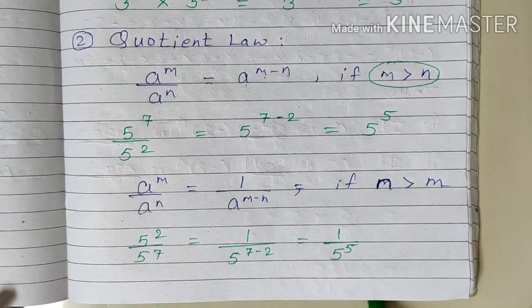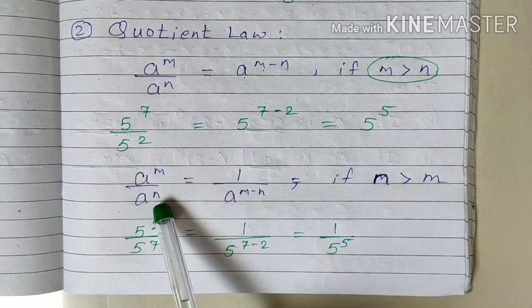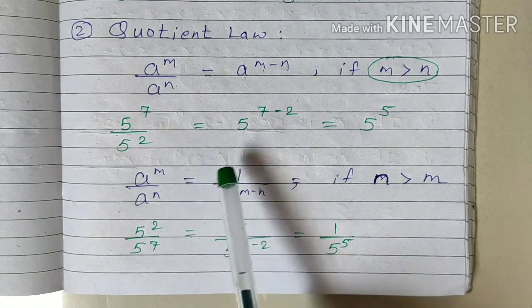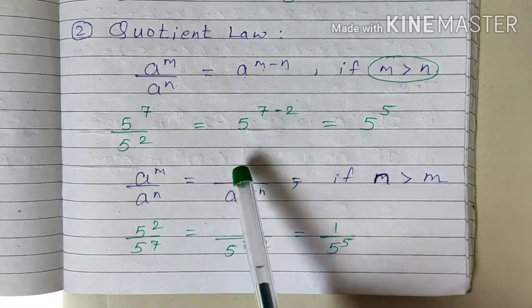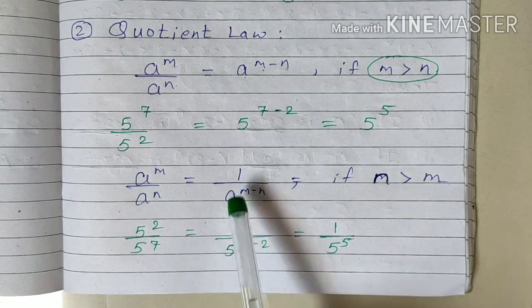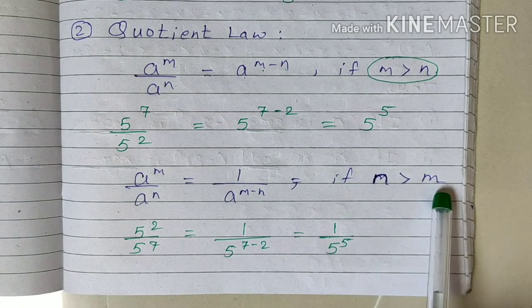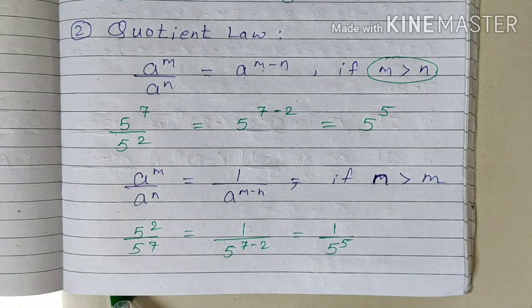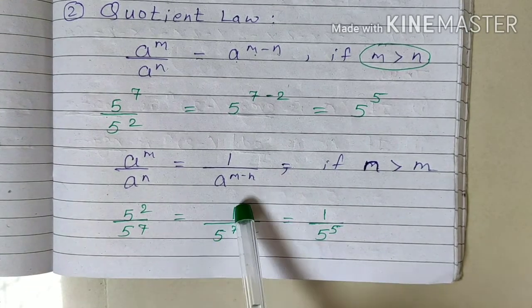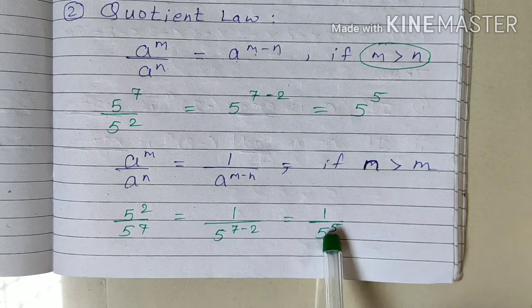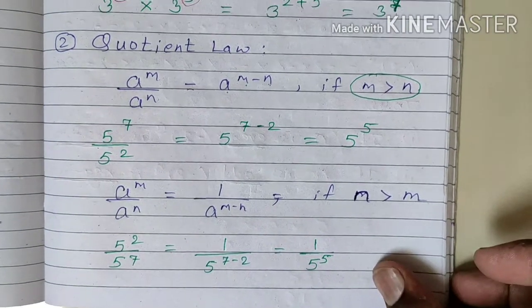And in case n is greater, that means the denominator's power is greater, in that case what should we do? We can write it in the denominator, 1 upon a raised to n minus m, if n is greater than m. For example, 1 upon 5 raised to 7 minus 2, which equals 1 upon 5 raised to 5. Okay.